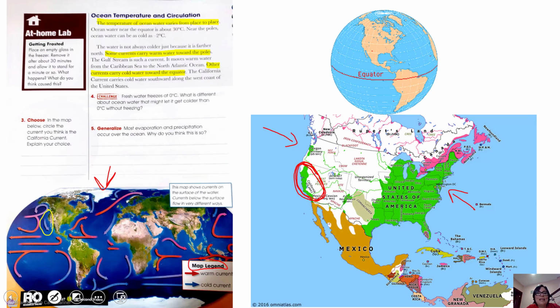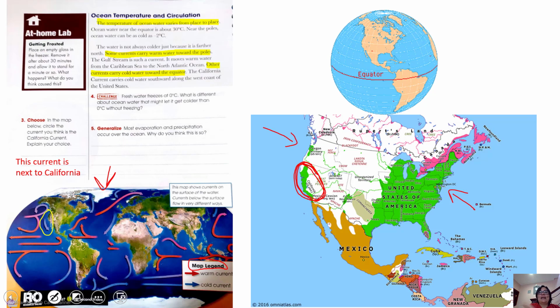It says, explain your choice. Why do you think that is the current of California? Because it's near to California, right? It's by logic. So we have to answer that in number 3: this current is next to California. That's why we say that that one is the current of California.